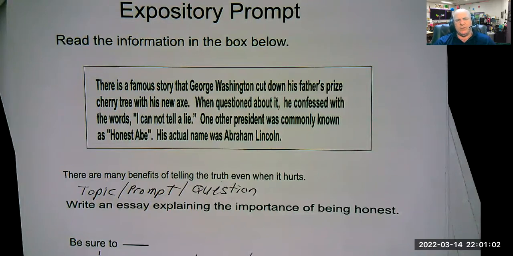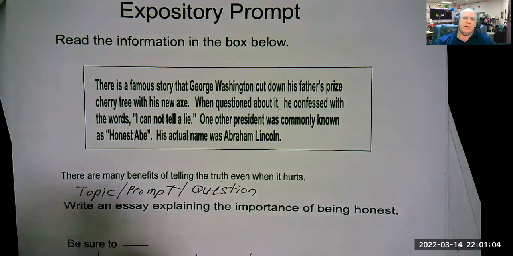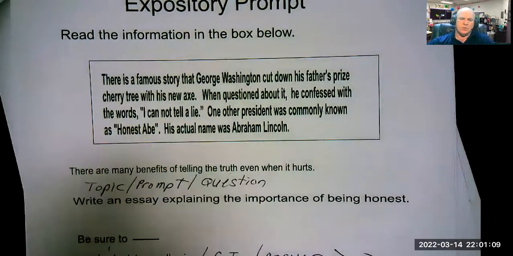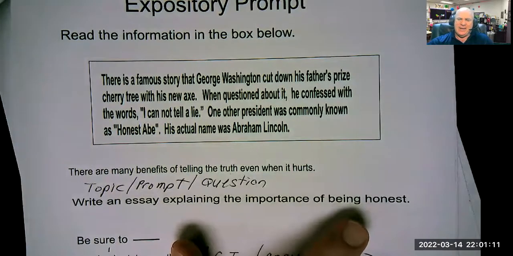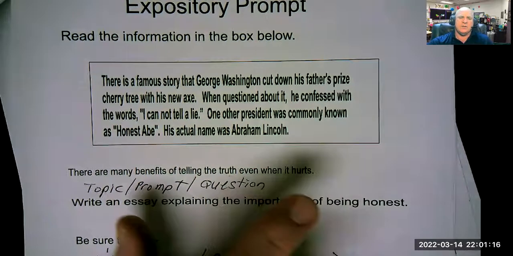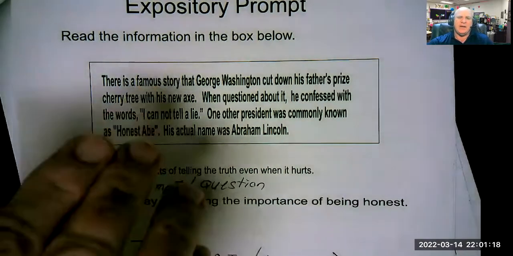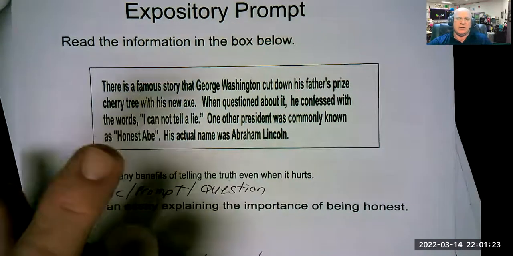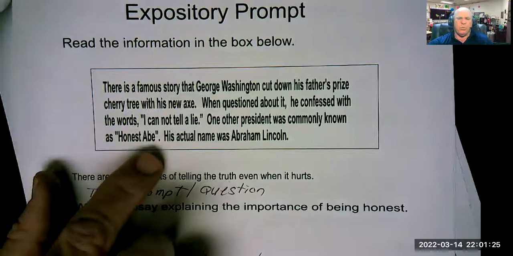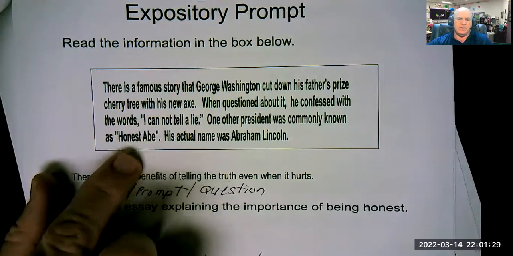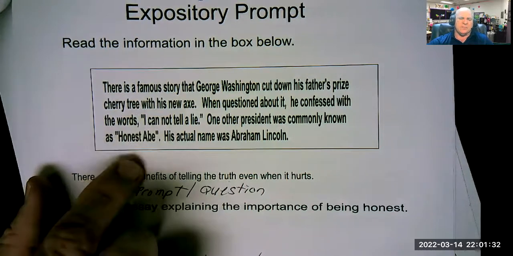We don't know why he was called Honest Abe, but if your kids are going to use the quote as part of their response about the topic being honest, they better actually explain and have enough information about cutting down that tree and the situation behind it and why Abraham Lincoln was called Honest Abe, and some examples of some things that he did that represented his honesty.